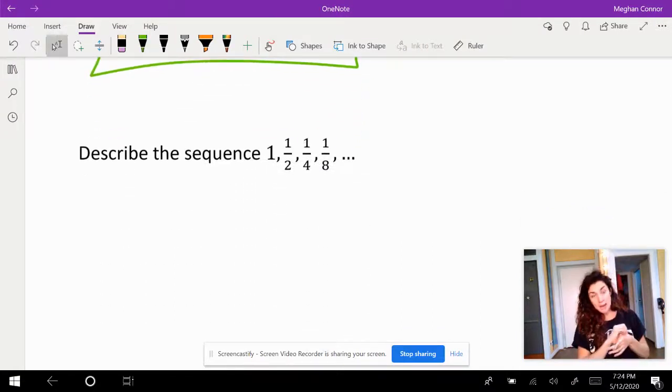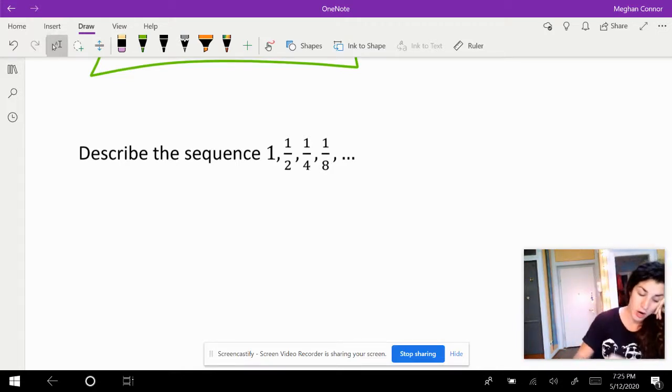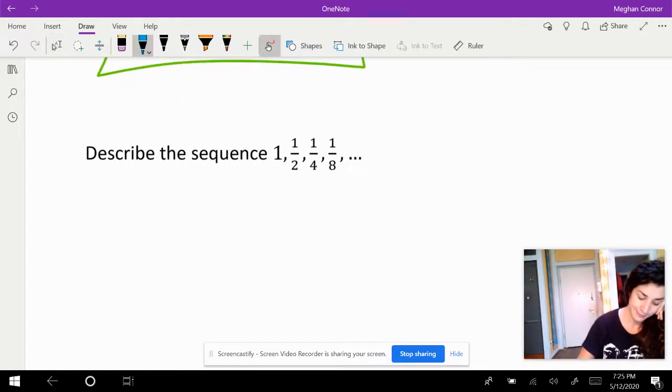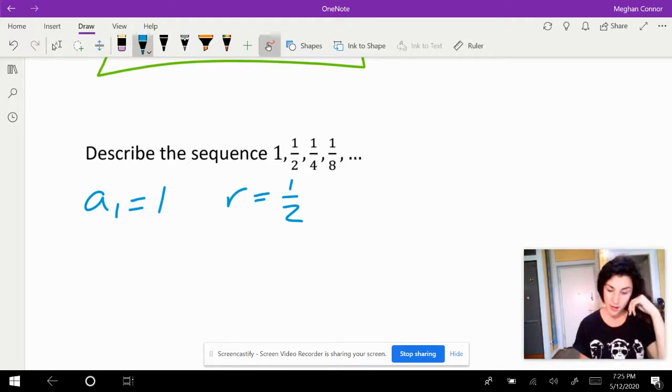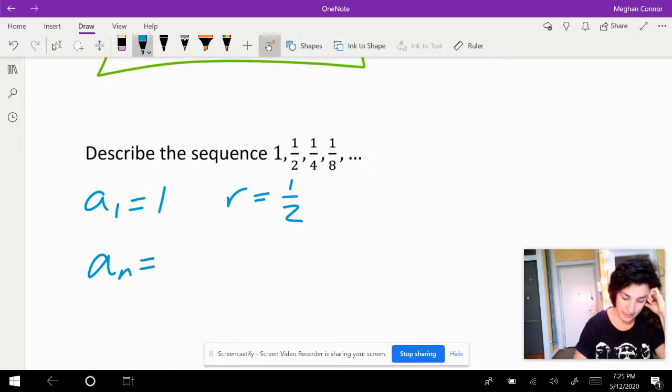It says to describe this sequence, which means to write a formula for it. So that would be another phrase to ask you to write an equation for this guy. And so our first term is 1. Our common ratio, we are dividing by 2 every single time. In other words, we're multiplying by a half. So our common ratio is a half. So putting that all together, we would get a sub n equals 1 times a half to the n minus 1.